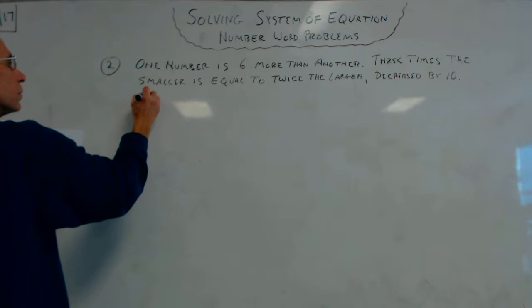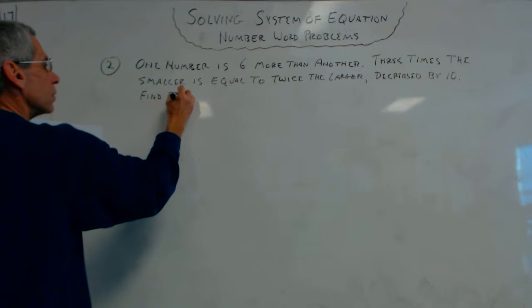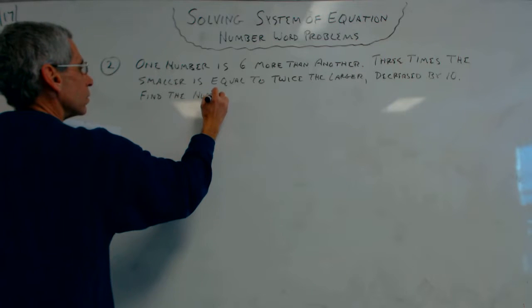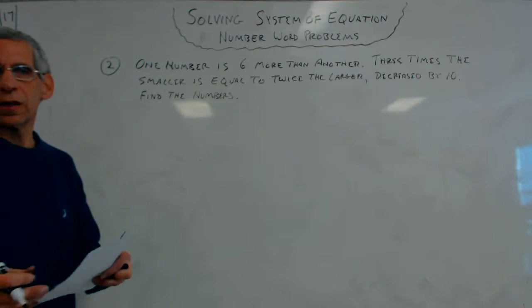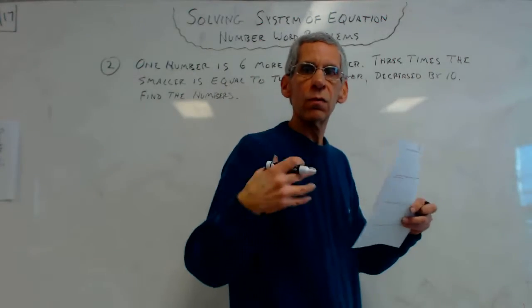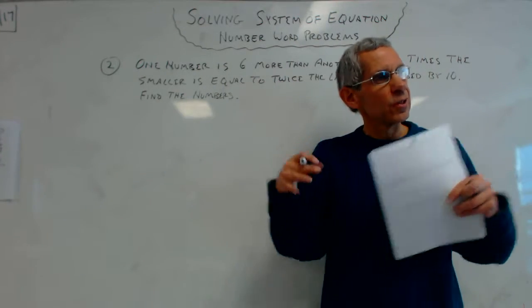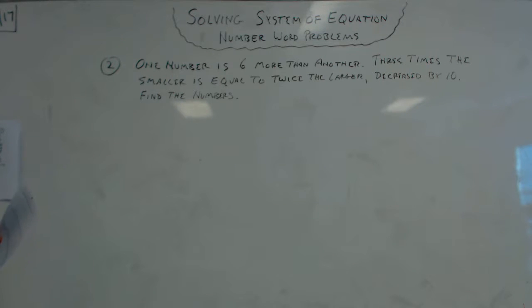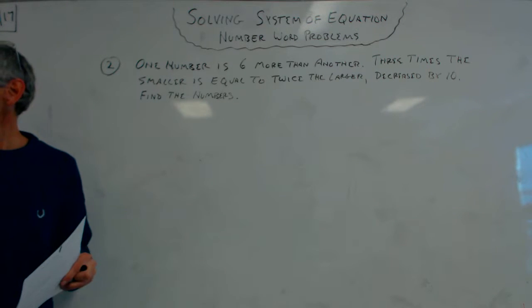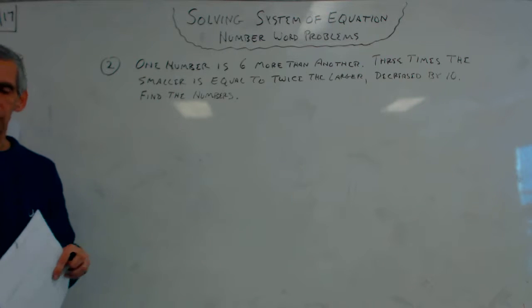Find the number. Am I going too fast in general? No. Is it okay? All right. Because I'm sensing that you guys already know how to set these up in general, but I'm just showing you with the systems of equations approach, right? So one number, okay. Is everybody ready? Do I need to give you more time to write? Yeah.